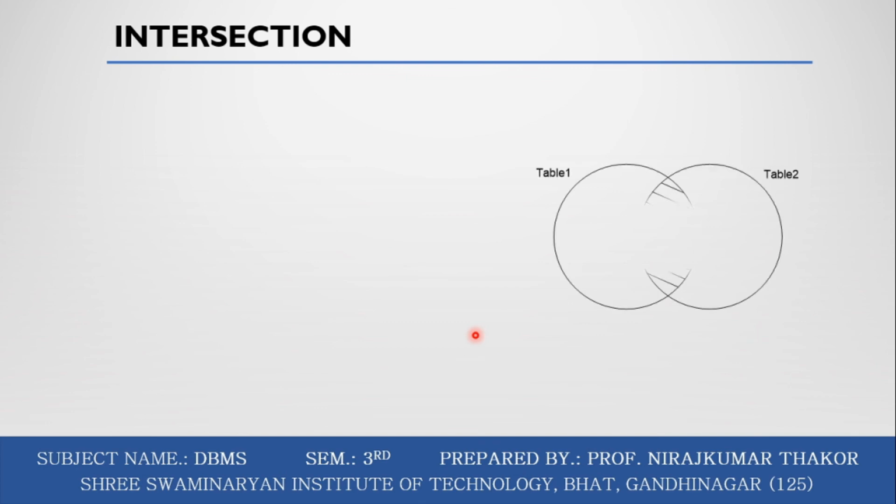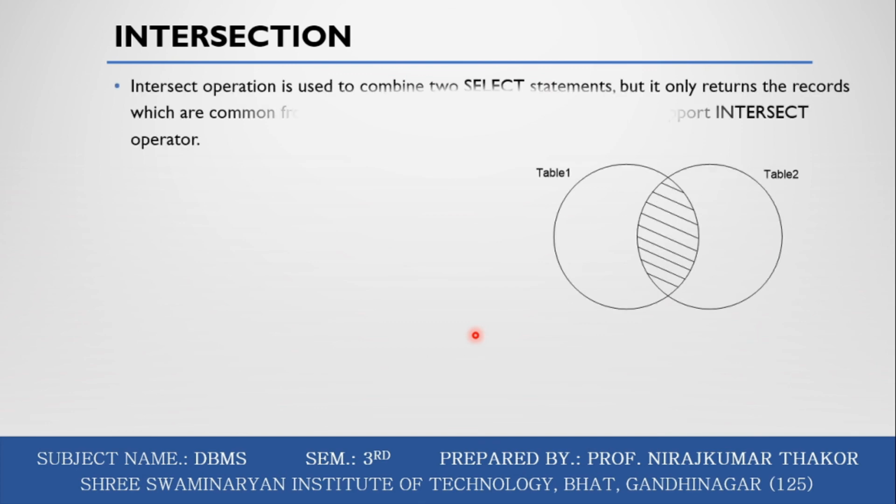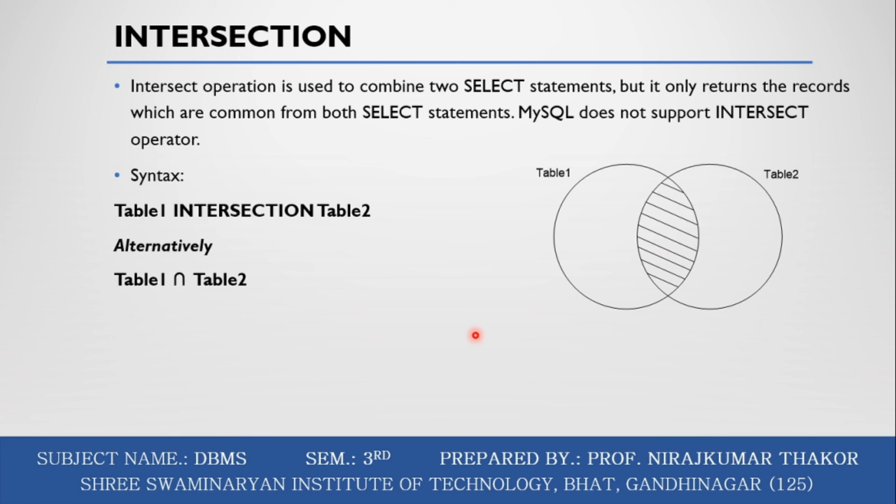Now the next one is intersection. The intersection operation is used to combine two select statements, but it only returns the records which are common to both select statements. MySQL does not support the intersection operator. This is the syntax: table 1 intersection table 2. Alternatively, we use table 1 intersection operator table 2.